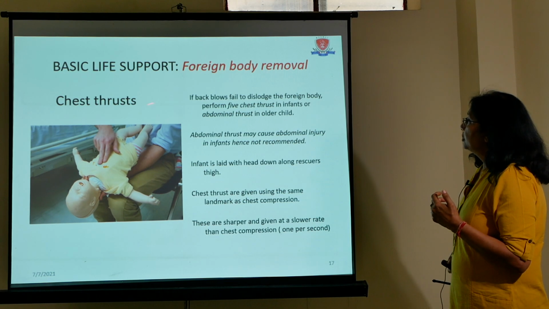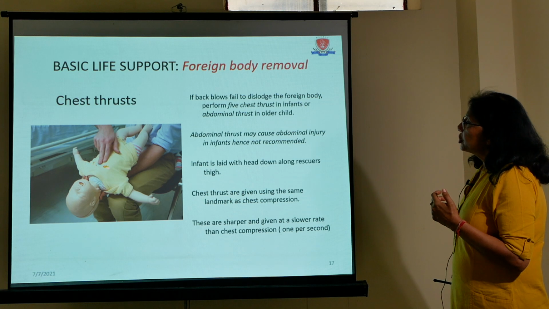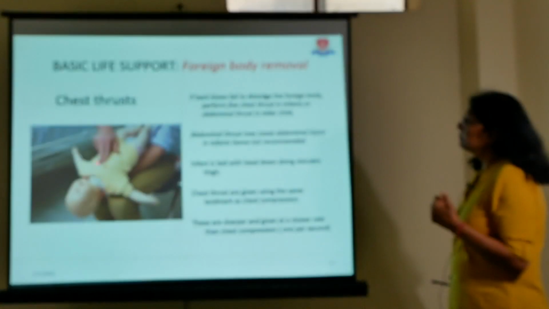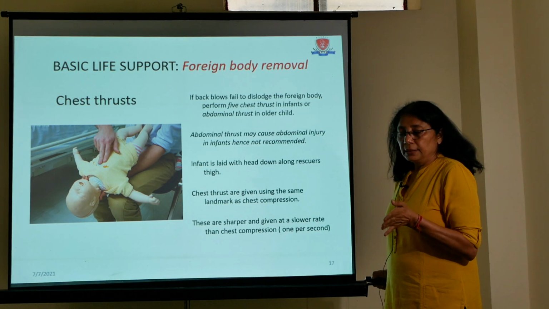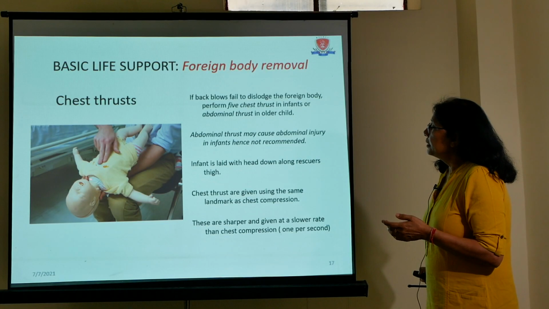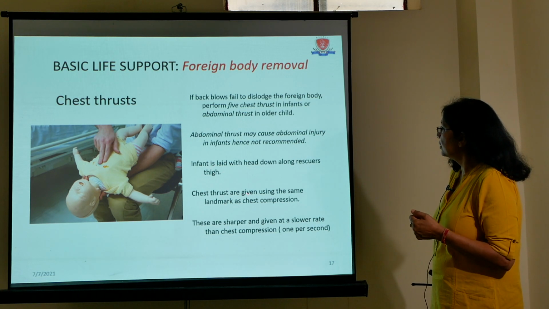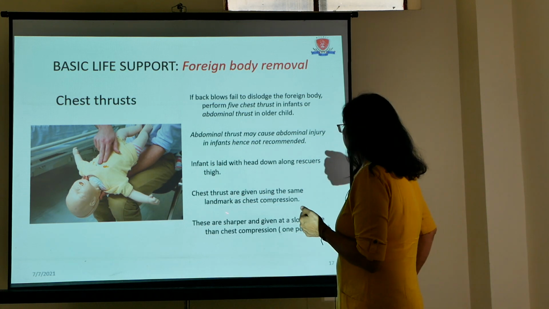To give the chest thrust, again you need to place the child on your forearm with the support of your thighs, and with 2 fingers, the position where you need to give chest thrust is the same as that of chest compressions, like the imaginary line between the nipples and the xiphisternum, but the pressure here is downwards and forwards, so that it helps in taking out any foreign body which is held up in the trachea. So the infant is laid with the head down along the rescuer's thigh. Chest thrusts are given using the same landmark as chest compression, and these are sharper and given at a slower rate.